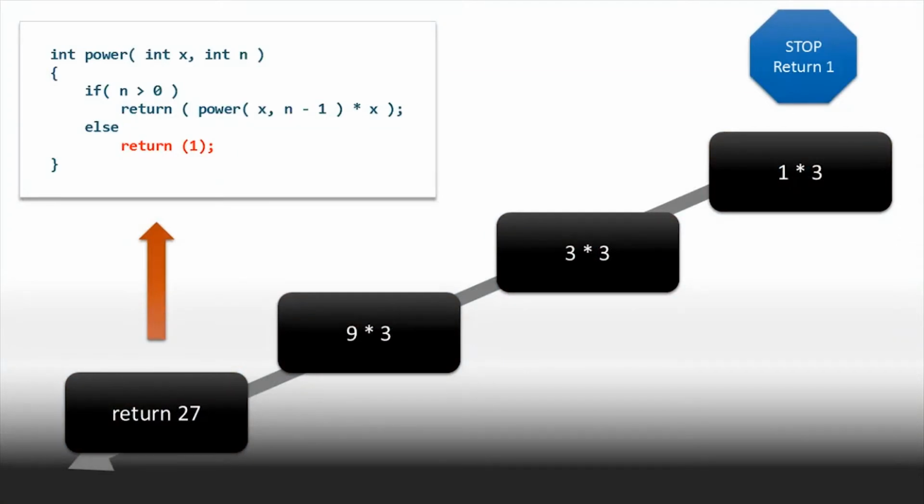The value, now power has completed, it has returned, it has popped off the stack, and now that multiplication call can be completed. So it's going to be 1 times x, which is 3. So 1 times 3, and then that gets returned. Now the second instance gets popped off the stack. And so it's 3 times 3, and then 9 times 3, and finally we get the 3 to the third power, 3 times 3 times 3, which is 27.